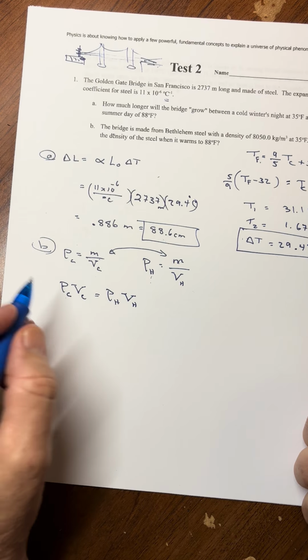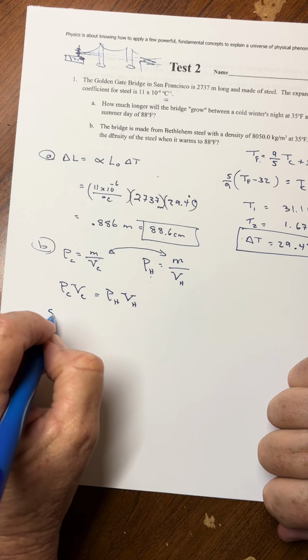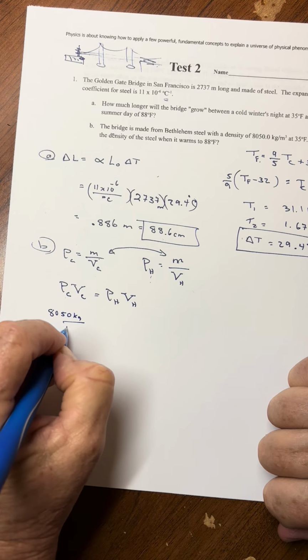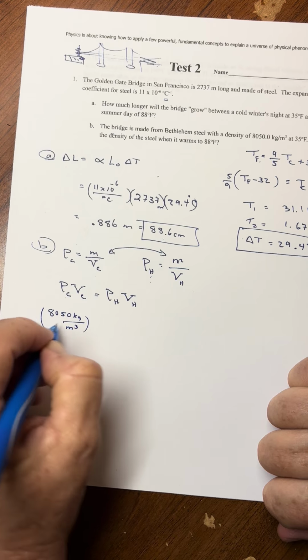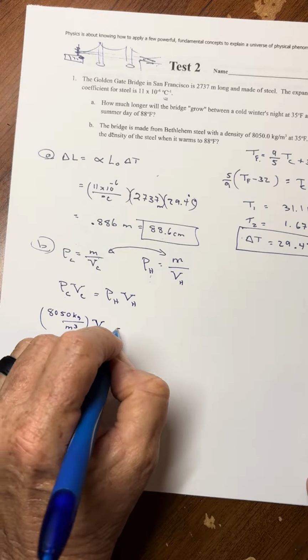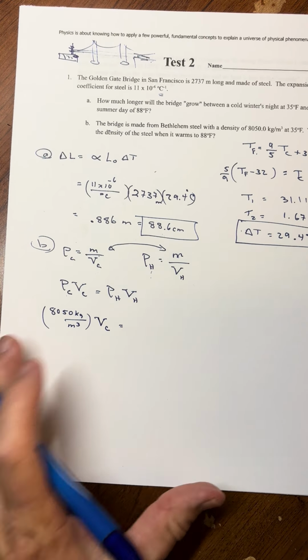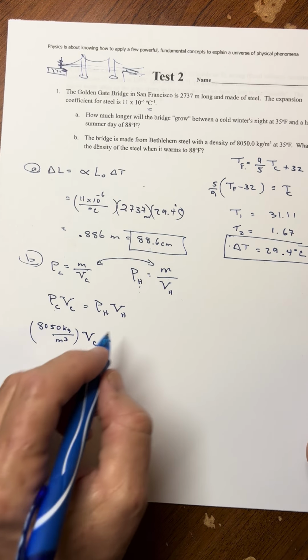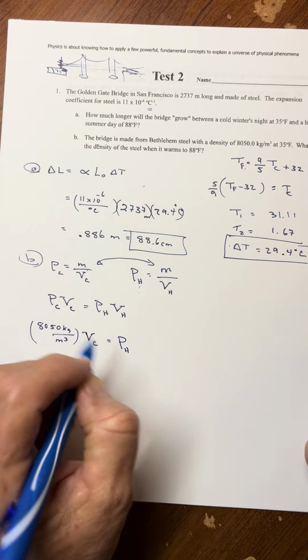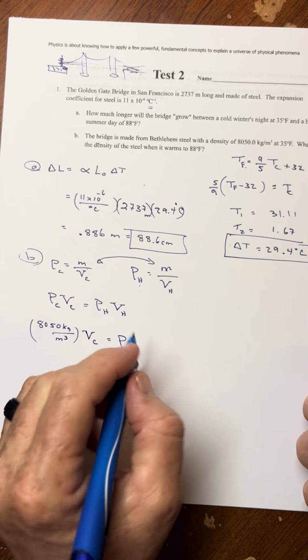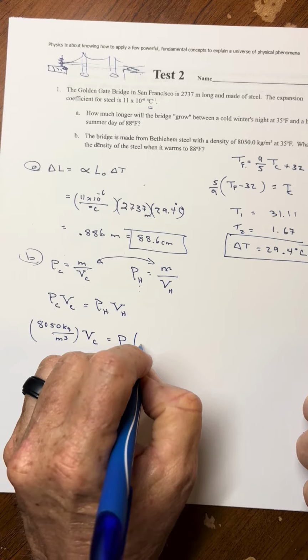And we're given the density when it's cold. That's the 8,050 kilograms per cubic meter. And we don't really have the volume of all the steel. We only have the length, but we don't know the size of the I-beams and all the pieces that are cut out. But that's fine, because on the other side here, we would have an equation for the new volume that looks something like this.